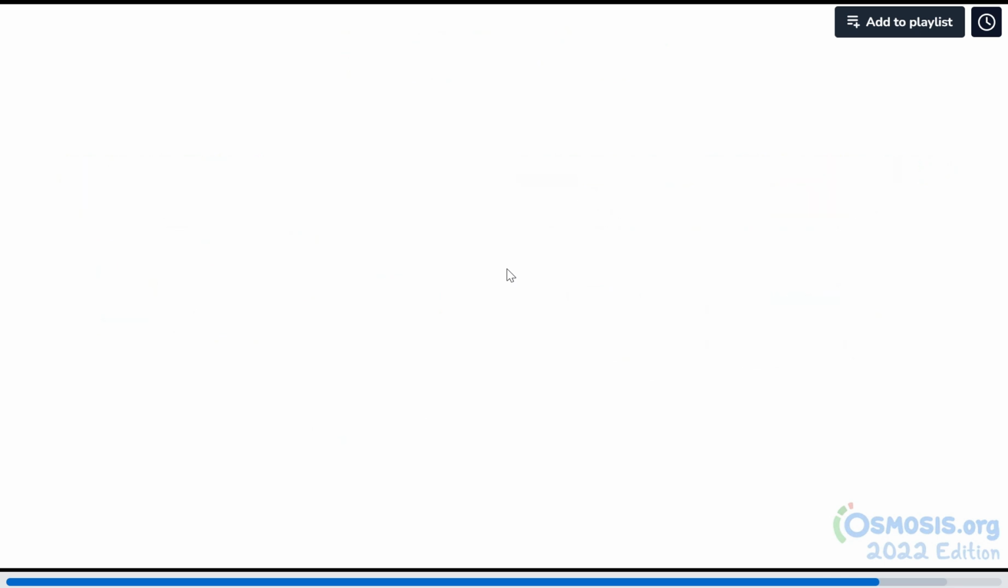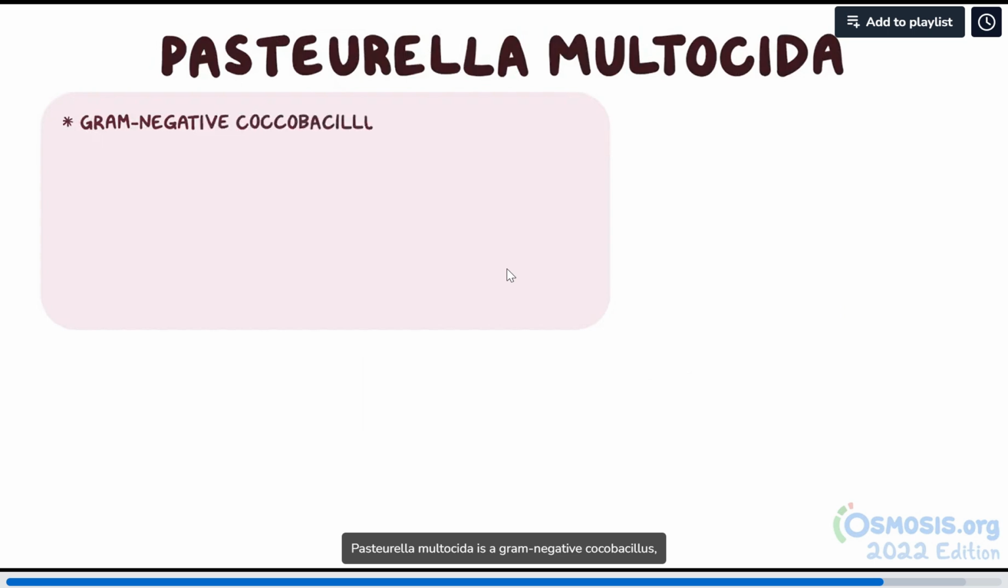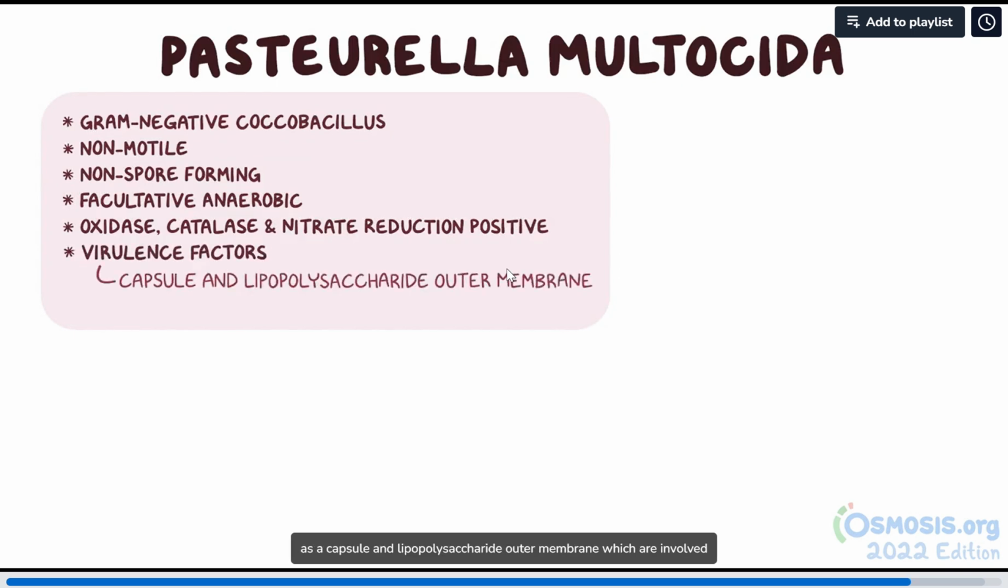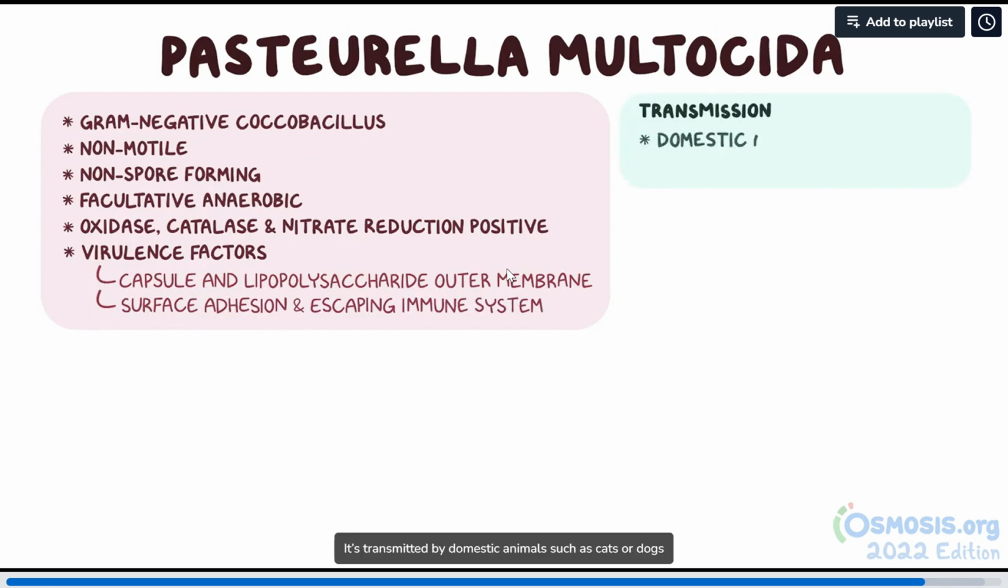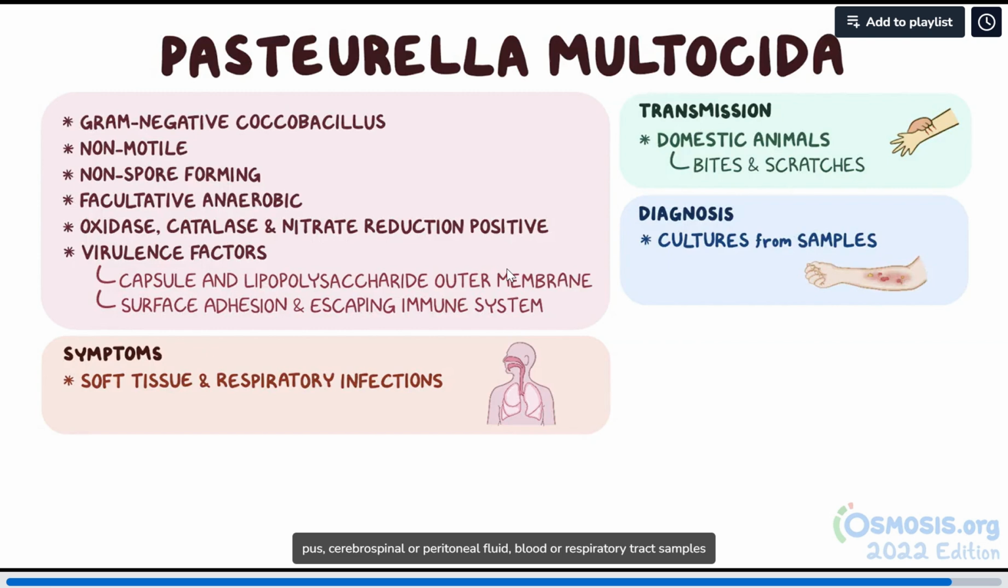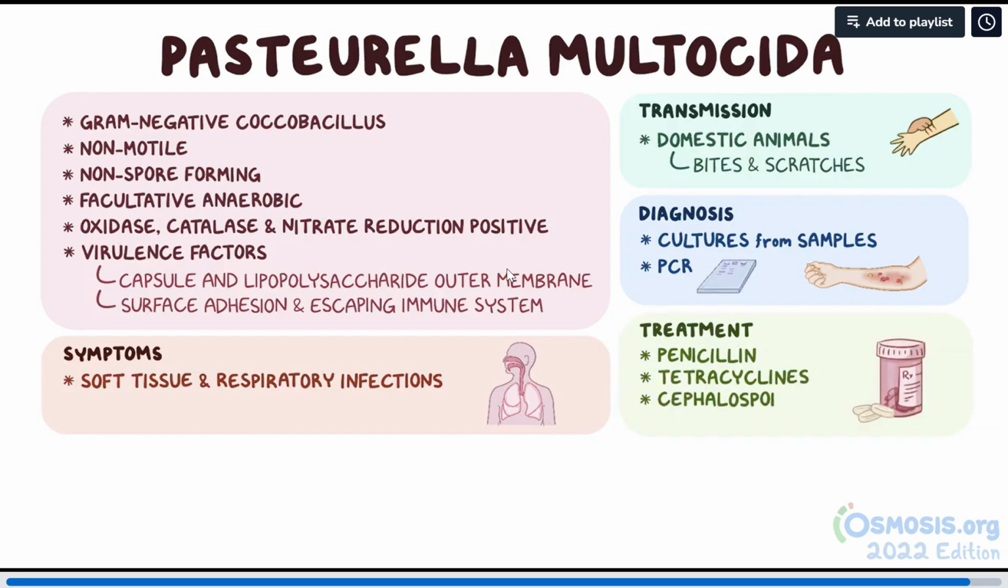Alright, as a quick recap, Pasteurella multocida is a gram-negative coccobacillus. It's non-motile, non-spore-forming, facultative anaerobic, and oxidase, catalase, and nitrate reduction positive. It has virulence factors like a capsule and lipopolysaccharide outer membrane, which are involved in surface adhesion and escaping the immune system. It's transmitted by domestic animals like cats or dogs through bites and scratches, and produces mostly soft tissue and respiratory infections. Diagnosis relies on cultures from biological samples like pus, cerebrospinal or peritoneal fluid, blood or respiratory tract samples, and PCR. Infection can be treated with penicillin, tetracyclines, cephalosporins, and quinolones.